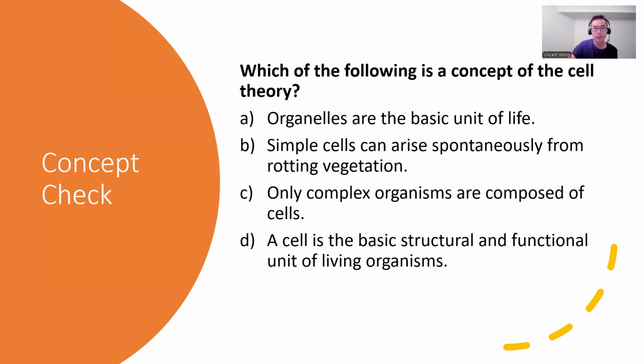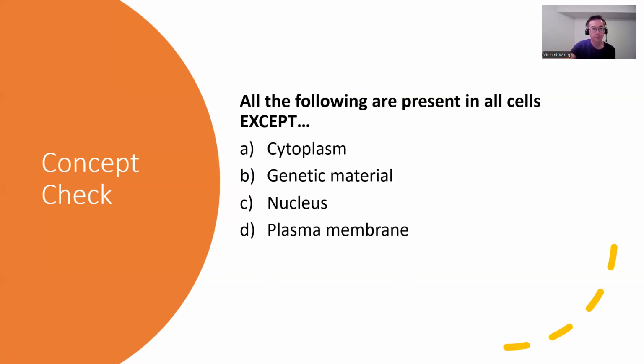Okay, over here, organelles are the basic unit of life. That's not true, okay? Cells are. Simple cells can arise spontaneously from rotting vegetation. No, that's not true. All cells come from the division of pre-existing cells. Only complex organisms are composed of cells. Nope, all living things are composed of cells. This one is the right answer, okay? A cell is the basic structural and functional unit of living things. So we are all made up of cells. That's what basic structural unit means, and they function in a way that helps us function as an organism.